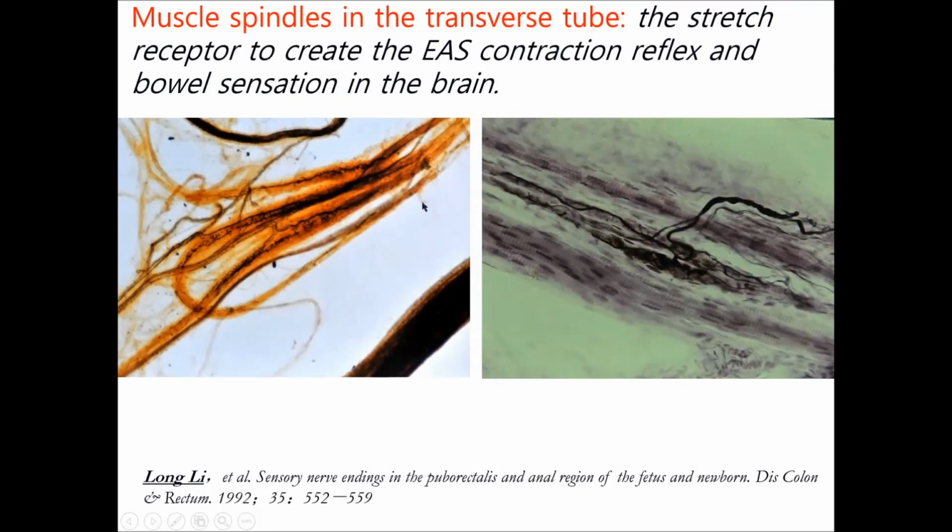This slide shows the normal newborns' puborectalis and external anal sphincter. There are a lot of muscle spindles in this area of muscles. You can see there are three muscle spindles located side by side in the puborectalis. This is the muscle spindle in the external anal sphincter.